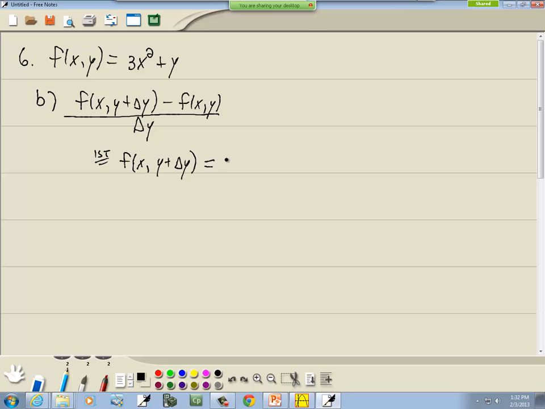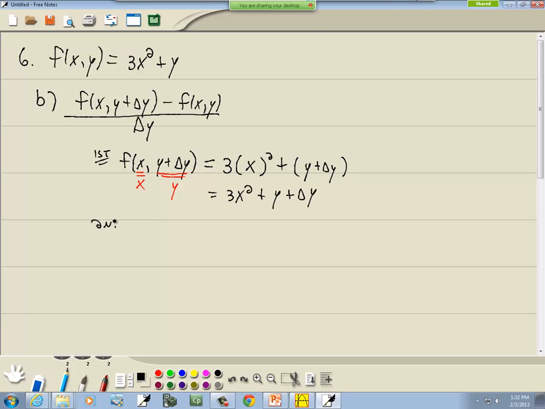We're going to go through our original function, and again, where your variables are, you're going to put in parentheses. This one's easier. This is going to replace where our x was, and this will replace where our y was. So x just remains x. That's not very exciting. But the y, in our original function becomes y plus delta y, which gives us 3x squared plus y plus delta y.